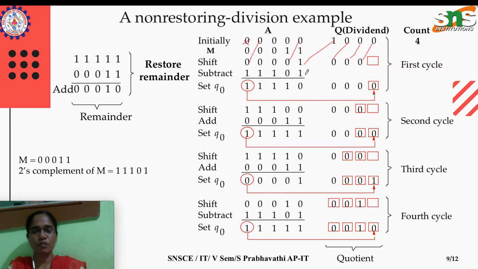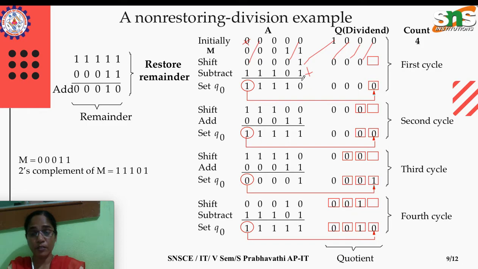After shifting, do the subtraction of the divisor. So minus 3 here is nothing but take 2's complement of minus 3 and add it. This is the divisor, and the 2's complement of this divisor is this one, and you add it. So subtraction is nothing but 2's complement of that number and addition. Here you are performing addition, though the step says subtract. So take the 2's complement and add, that's equivalent to subtraction.